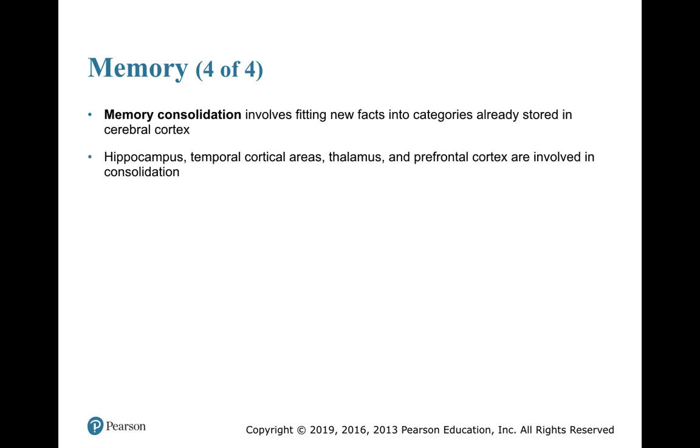Memory consolidation helps us to fit new facts into categories we already have in our cerebral cortex. This is going to involve the hippocampus, temporal cortical areas, the thalamus, the prefrontal cortex. They are all involved in the consolidation of memories and use of memories.